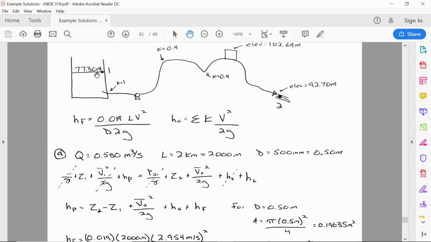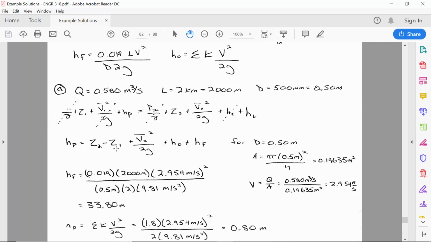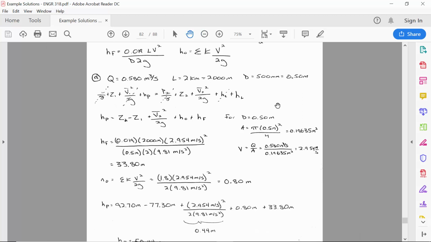So we know lots of information at 1. And 2 is at the discharge, where we're given an elevation, and we know that the water is still moving at 2. So unlike a lot of times where we'd say the velocity at 2 is 0, here we know that the velocity at 2 is still whatever velocity is specified to be going through the pipe by virtue of this flow rate. So when you go through all the calculations, what you should find is that the velocity through the pipe is 2.954 meters per second.